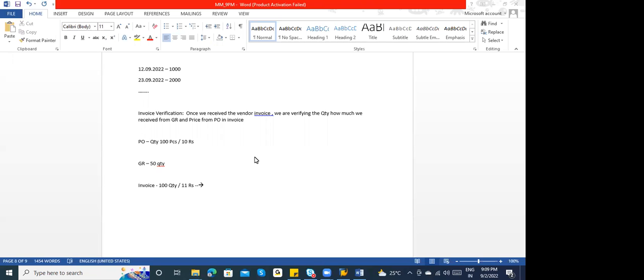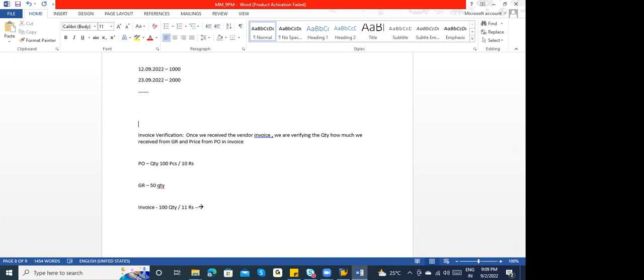Okay. So invoice verification, we are discussing invoice verification. In material management, we have different areas. Material management has three areas: purchasing, inventory, and invoice verification. These three areas are covered in material management. So today we are discussing invoice verification.